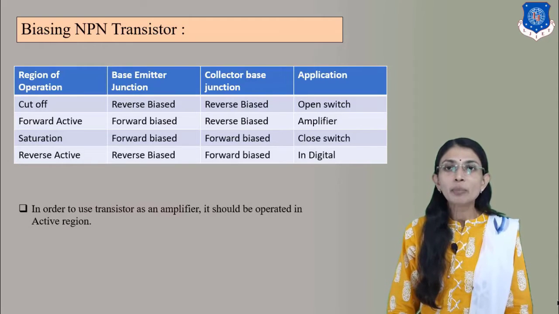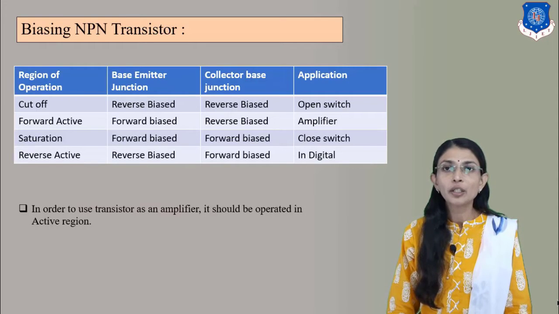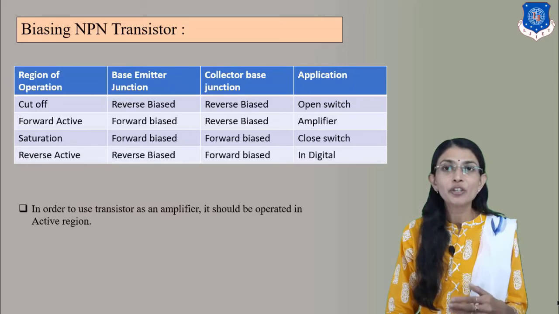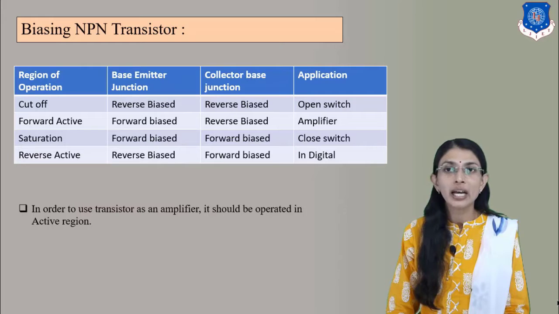And similarly, if the base emitter junction is forward biased and the collector base junction is reverse biased, then the transistor will be in the active region, and so the application of the transistor will be as an amplifier. If both junctions are in forward bias condition, that means the base emitter junction is forward biased and the collector base junction is forward biased, then the transistor goes into saturation.